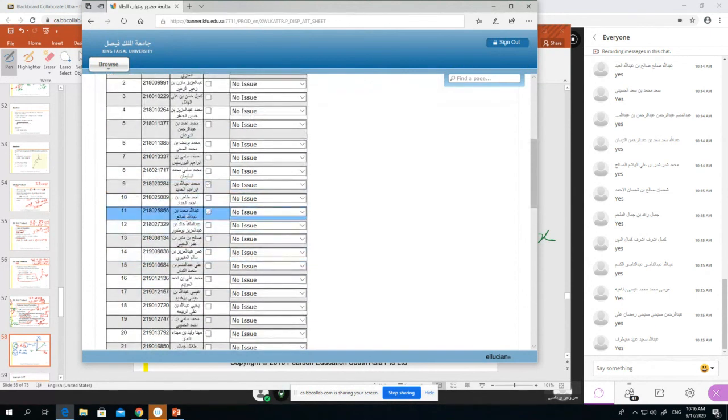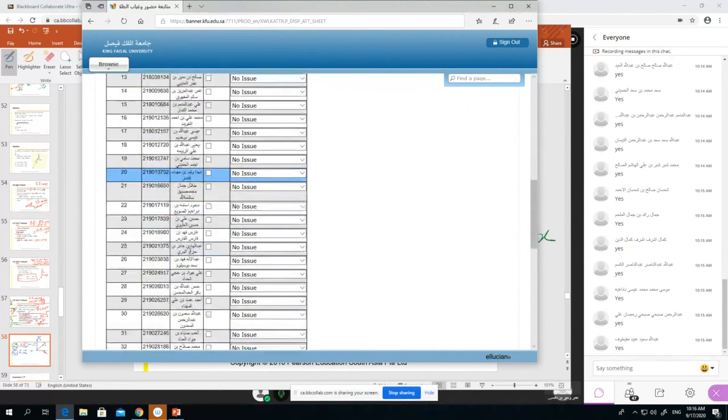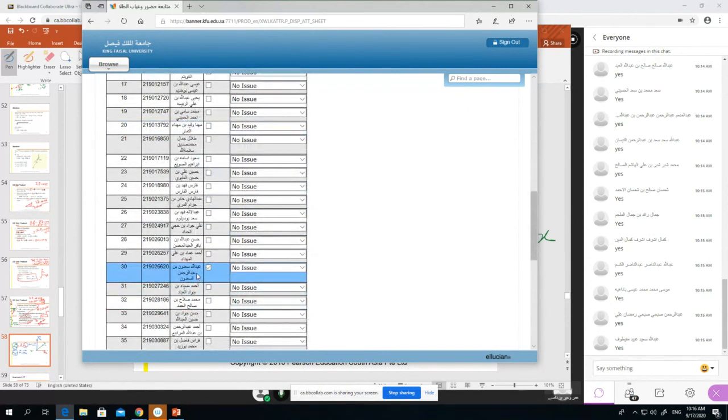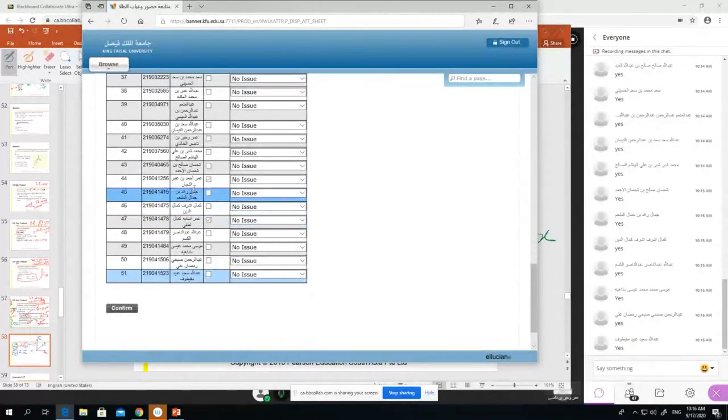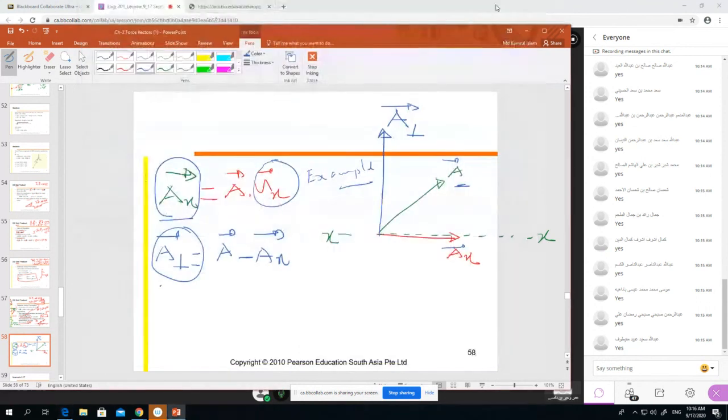Abdul Rahman Muhammad bin Abdullah, number 11. Abdullah Muhammad. So absent. Abdul Rahman Saadun, you are here? Number 30. So absent. Umar Ahmad bin Omar, 44. Absent. 47, Umar Usama Kaman. So absent, right? I cannot wait anymore. I just give you absent and confirm. All right, it's done. Now we have 4 minutes.